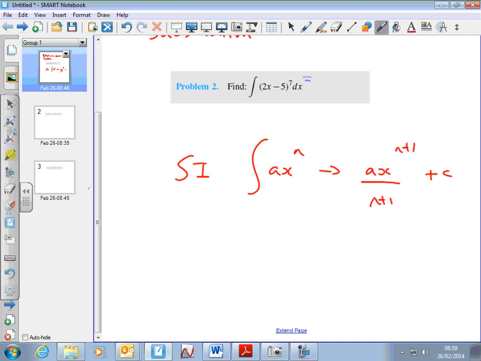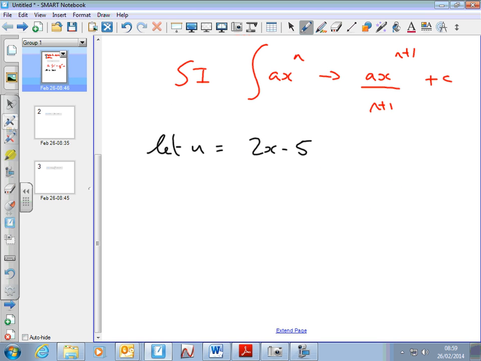So this is the technique. The technique is to let something equal u so that it looks like a standard integral, i.e. this one, and then we can do it. So what we do is we let u equal, in this case, the bit in the bracket, 2x minus 5. And then we differentiate it. Differentiating 2x minus 5, the constant 5 disappears, the x disappears, leaving us just 2.